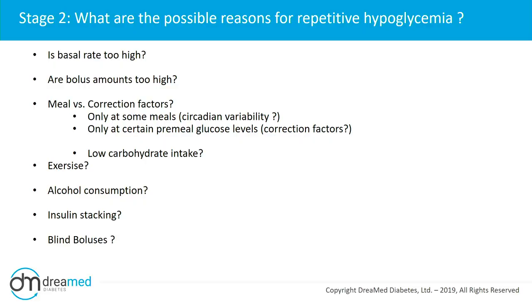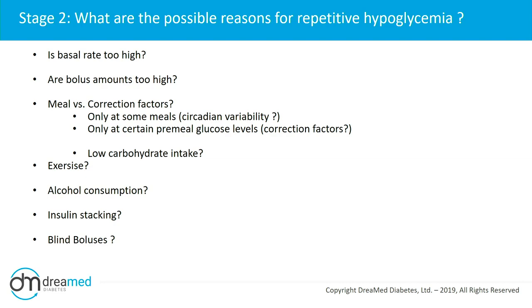Then once we mark up the patterns, we're questioning ourselves, what are the reasons for these patterns? So for example, here are some of the reasons that we need to think about in the back of our mind when we're trying to find the reason for repetitive hypoglycemia. Is it a problem with the basal? Is it something related to the boluses? Maybe there is something in the interaction between the meal boluses and the correction boluses. Maybe it's a pattern of exercise.